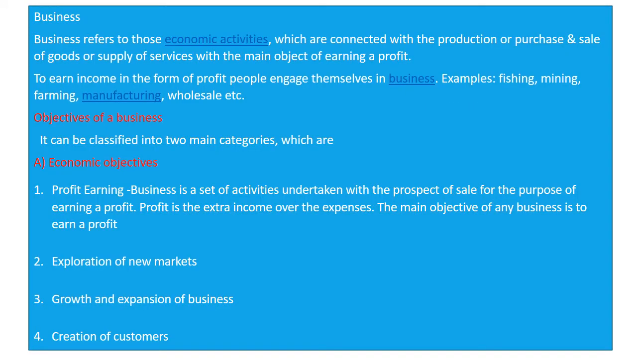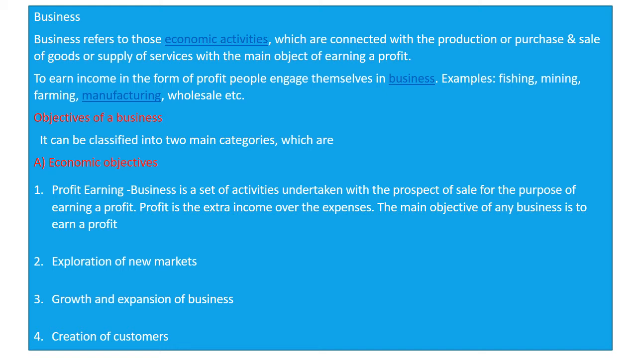So we are going to discuss in detail what do you mean by business and what are its objectives. Okay, so business refers to those economic activities that are generating income. They are connected with the production and selling or supply of services as well as goods, and the main motive of doing a business is earning profit. So fishing, mining, all these are counted as doing a business.